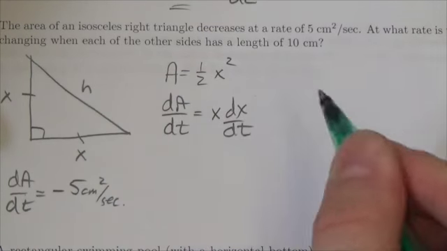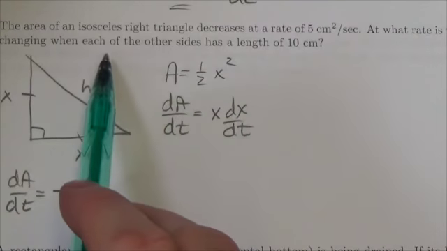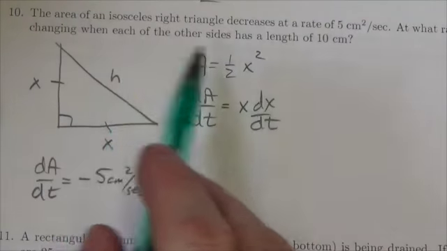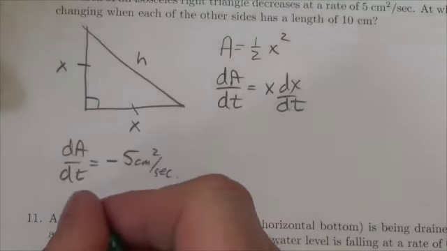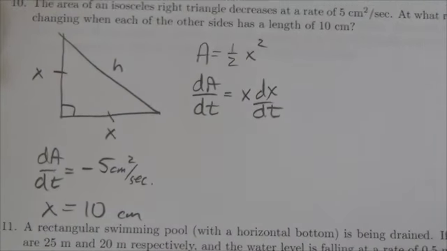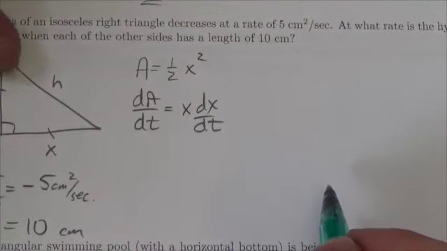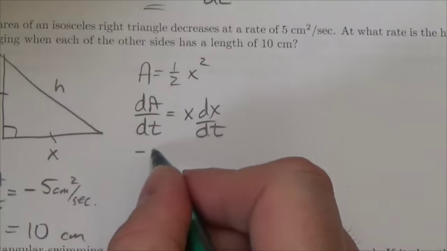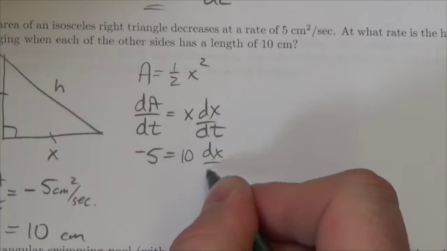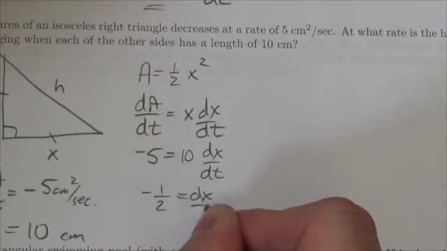dx by dt. And I was told that we're trying to figure out the rate at which the hypotenuse is changing when each of the other sides has a length of 10. So you are told here, I should have written this down initially, that each side is 10 centimeters. The first thing I'm going to do is figure out what dx by dt is. I want to figure out how fast that side is changing. I know that the area is changing at -5, and I know that x is 10. And so when you divide, you're going to get -1/2 is equal to dx by dt.